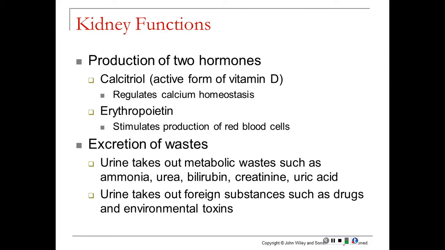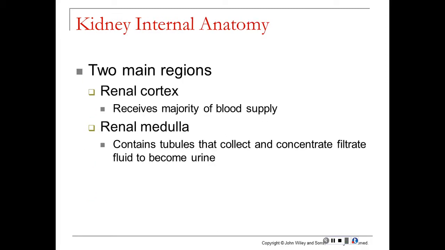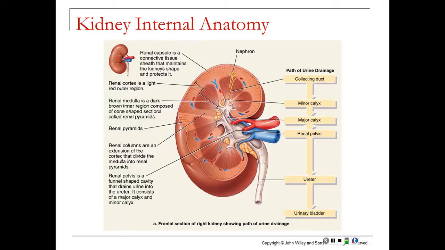So the two main regions of the inside of our kidney are the cortex and the medulla. The cortex is where the majority of the blood supply is, and then the medulla has lots of tubules that are going to collect and concentrate that filtrate, which is the kind of pre-urine liquid that forms in the kidneys. Filtrate is what the urine is called before it is kind of finalized in concentration, and we'll talk about the mechanics of that.